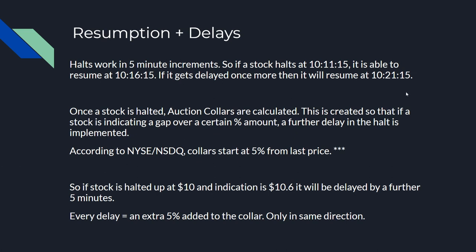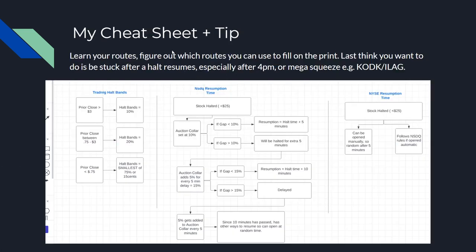I think this is an old slide, so we can actually ignore that. And then here's a cheat sheet I made. You can just see price closing over 3, 10% bands. Between that, 20% bands. Below that, it's always going to be 15 cents. I've never seen the 75% thing. And then I just have a cheat sheet.